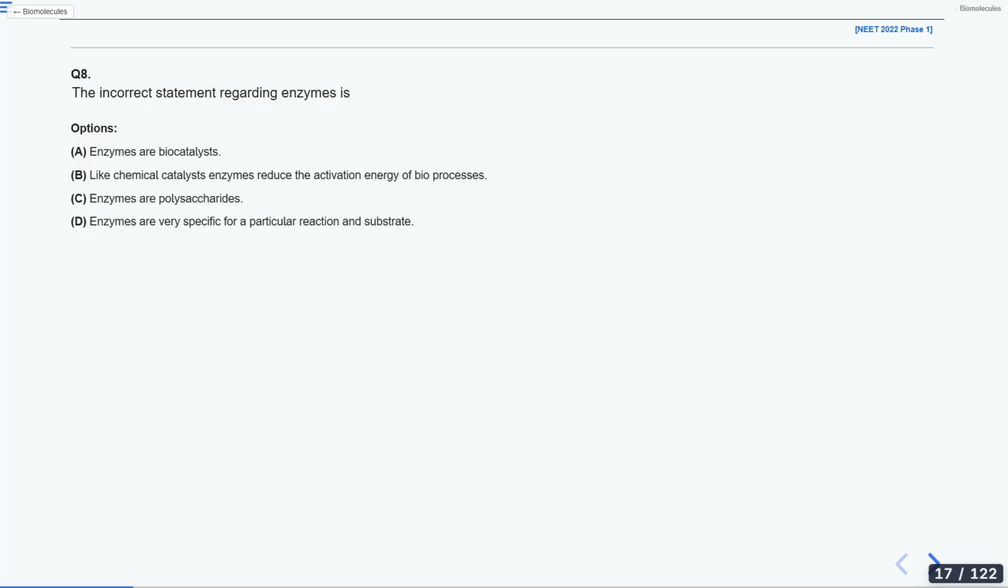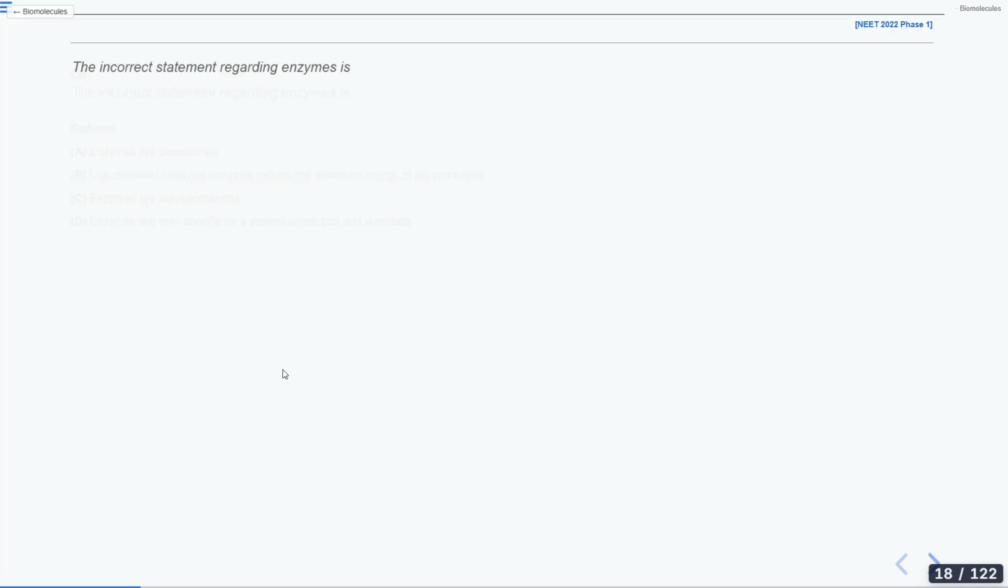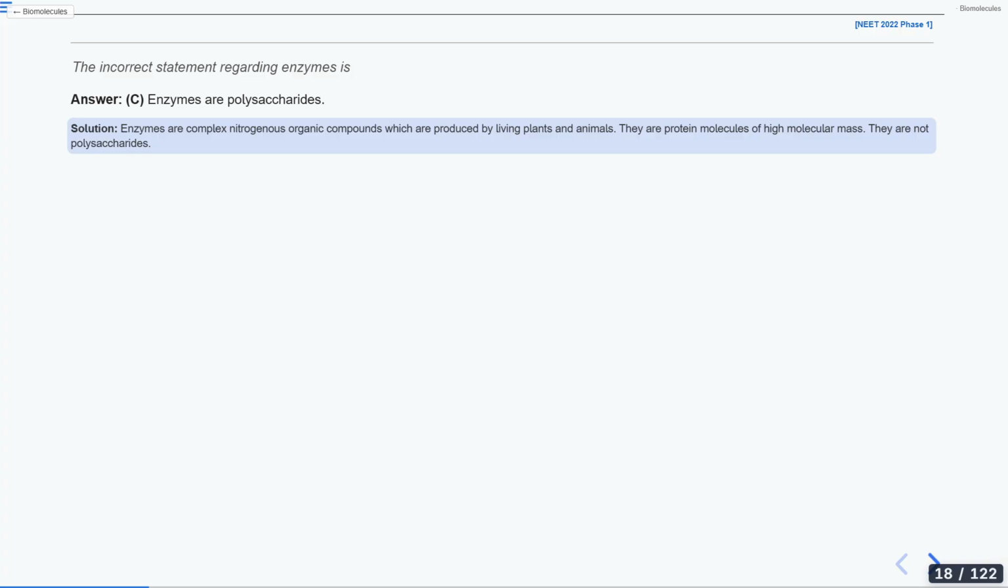Let us see what is the correct answer. So there are four statements. We will try to verify each of them one by one. First one, let me give you the correct answer first of all. The correct answer is C, that your enzymes are polysaccharides.